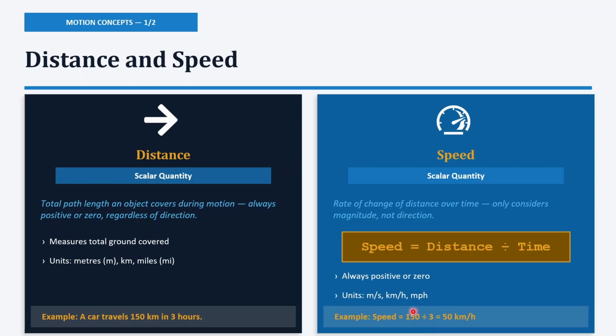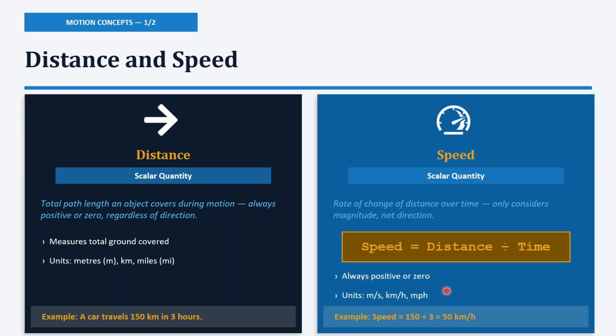If the distance is 150 kilometers and the time is 3 hours, then your speed is your distance over your time, which is 150 over 3, which is 50 kilometers per hour. So speed is measured in kilometers per hour, or meters per second, or miles per hour. Any of them is correct.